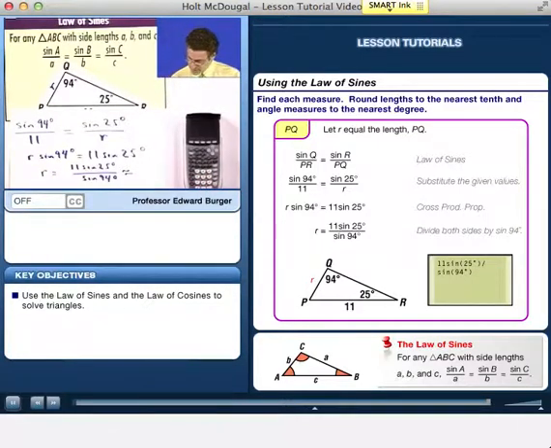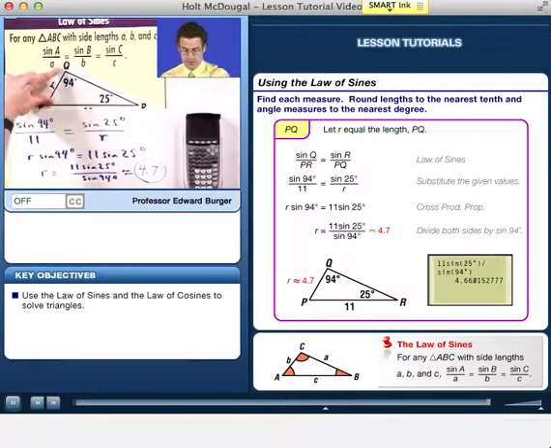And then I see that we get 4.6601 and so on. So if I just round to the nearest tenth, I see 4.7. So this length r turns out to equal 4.7. And we got it via the law of sines.